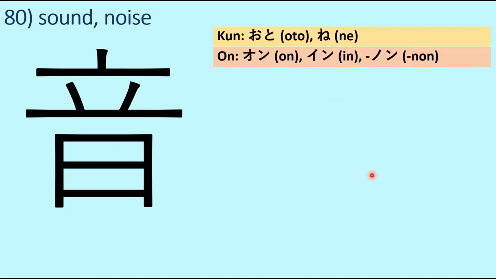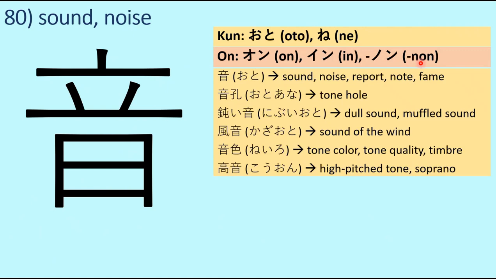Now the last character of today is sound and noise. So this character represents sound or noise. In Kun'yomi we call it oto or ne. In On'yomi it is on, in, or non. So when it is non, then the word ends in n. Oto: sound, noise, report, note, or fame.